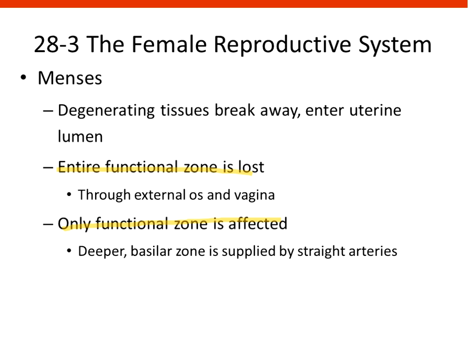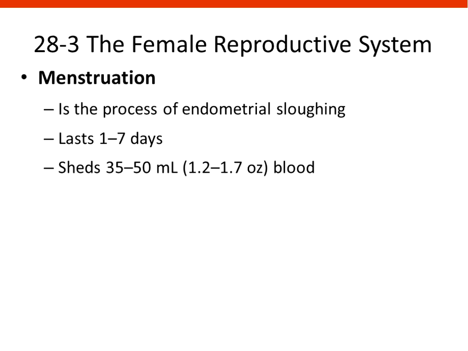So remember, if we're in menses, then we're in that pre-ovulatory phase in your ovaries. So remember those two phases we had. We had the pre- and post-ovulatory phase, or we had the follicular phase and the luteal phase. Follicular phase is happening in your ovaries while your uterus is going through menses, or the actual sloughing off of the functional zone of the endometrium. The process of menstruation is endometrial sloughing, we talked about. It lasts about 1 to 7 days.